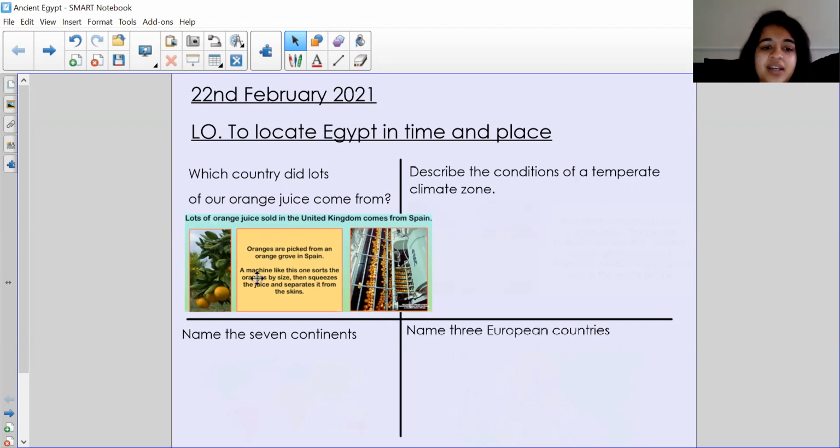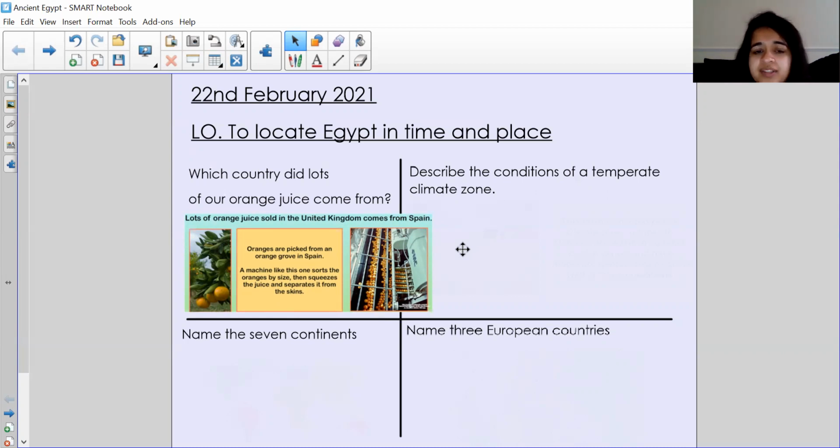You may remember this slide where it says oranges are picked from an orange grove in Spain. And then a machine like this one sorts the oranges and then squeezes the juice out and separates it from the skins. So well done if you remember that lots of the orange juice comes from Spain. Then, this one might be a little bit trickier. Question 2: describe the conditions of a temperate climate zone. Think about rainfall, think about how hot or dry it might be. What conditions would a temperate climate zone have?